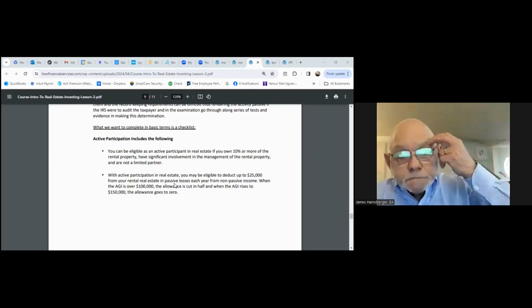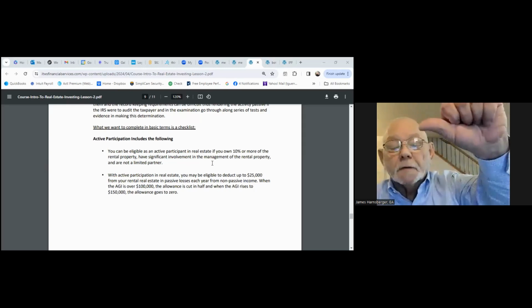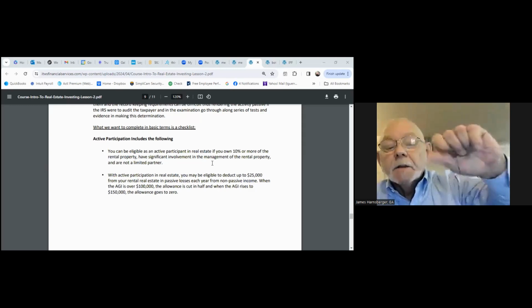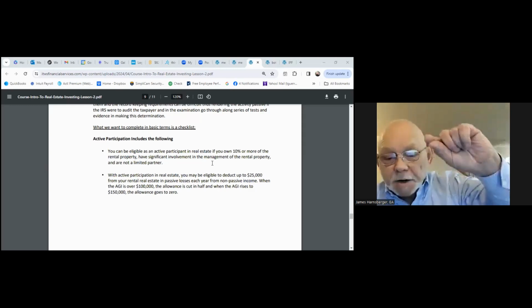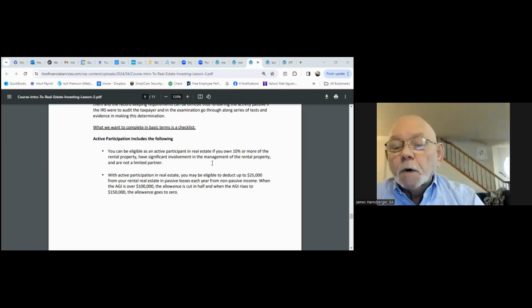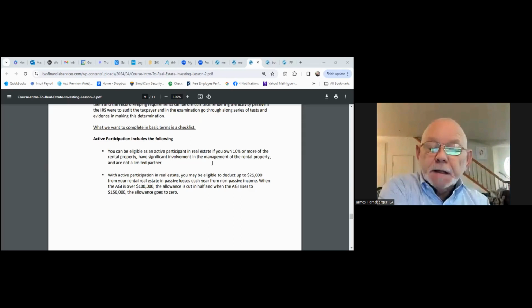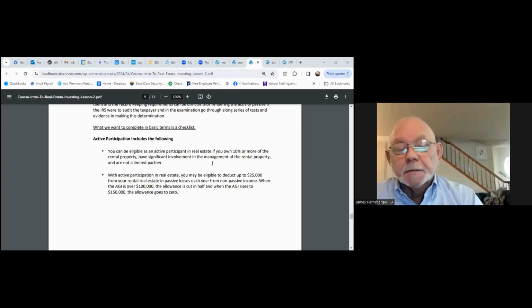All right. Going back to active participation, because that's an important distinction. You can be eligible as an active participant in real estate if you own 10% or more of the rental activity and you have significant involvement in the management of the rental property and are not a limited partner. Well, you're there when we set it up the way that we set it up. And as long as you meet that, your activity meets the active participation standard.